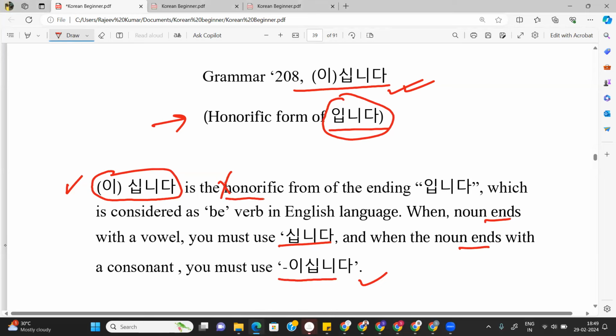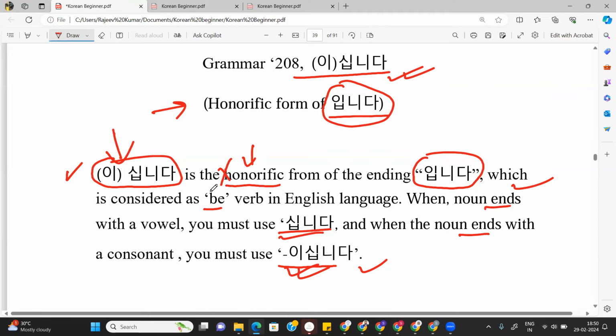Okay, so this is the pronunciation of this honorific. Honorific. Okay. So basically, this pattern is the honorific form of the ending Imnida. If you already know about the be verb in English, the only difference is here: when the noun ends with a vowel, you must use Simnida. When the noun ends with a consonant, you must use Isimnida. So let's learn about sentence practice.